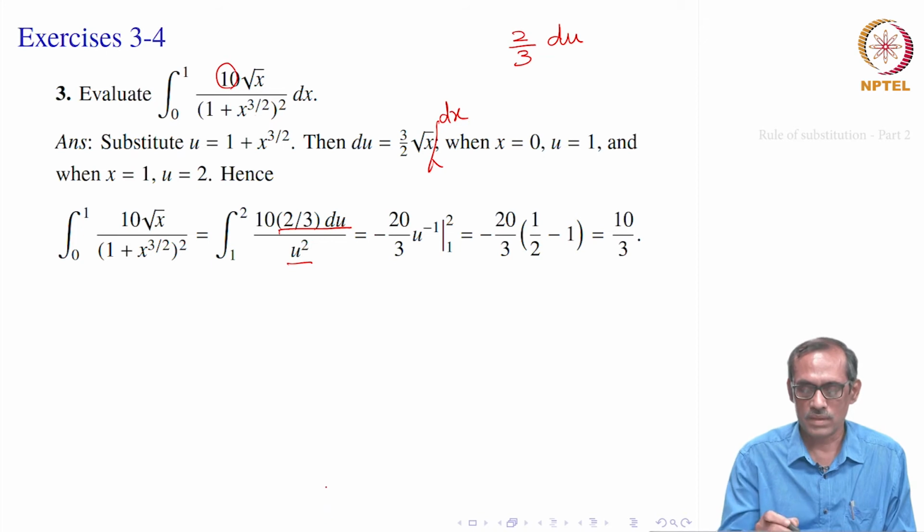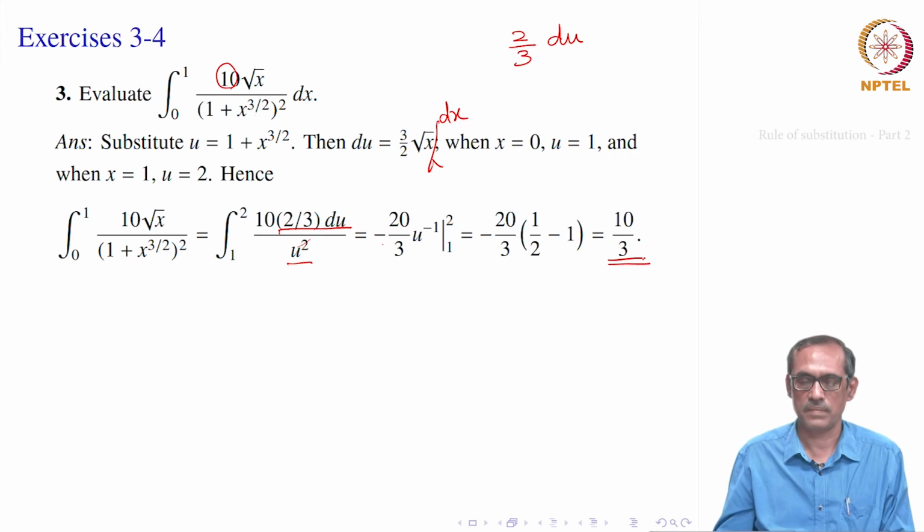Okay. So now this is really 2 by 3, and then u square in the denominator, that is u to the power minus 2. So the integral is u to the power minus 1 divided by minus 1. So a minus sign comes, you get minus 2 by 3 u to the power minus 1, to be evaluated at 1 and 2 and subtracted. So that gives minus 2 by 3 into half when u equals 2, and minus 1 when u equals 1. So that simplifies to 10 by 3.